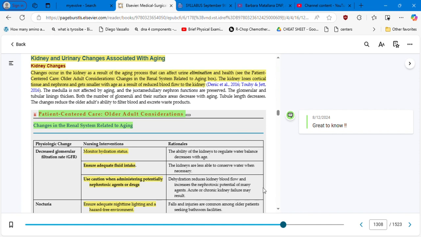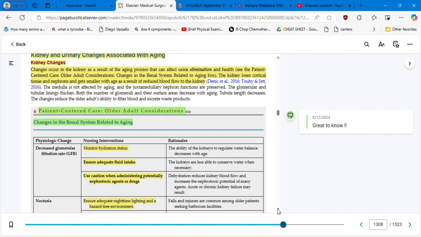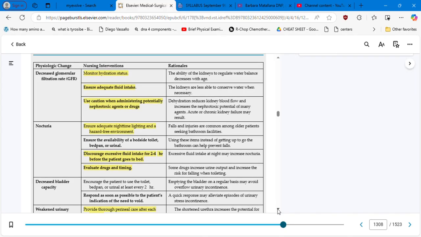Changes in the renal system related to aging: we need to remember decreased glomerular filtration rate, right? So we have to monitor hydration. We have to ensure adequate fluid intake. Use caution when administering potentially nephrotoxic agents and drugs, right?